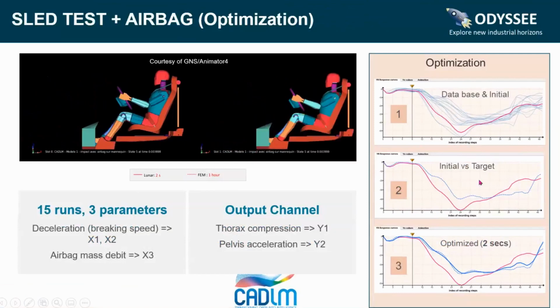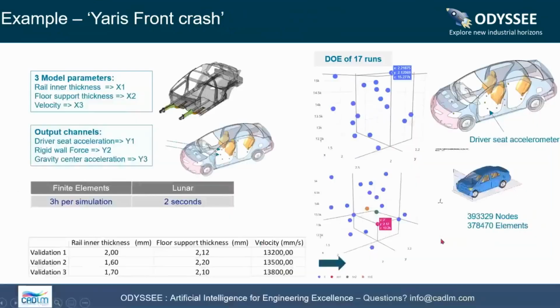If I want to do an optimization, I define my target, for example, here, and then I get within 2 seconds the proper material settings to do it. I can extend this to a full car crash situation with exactly the same methodology.